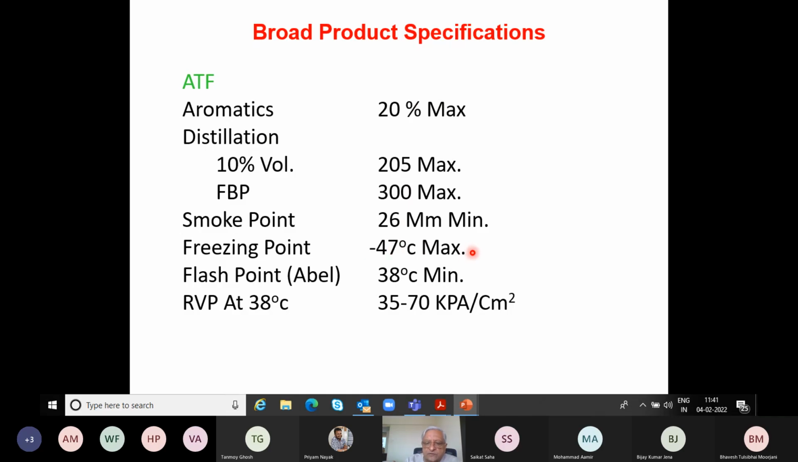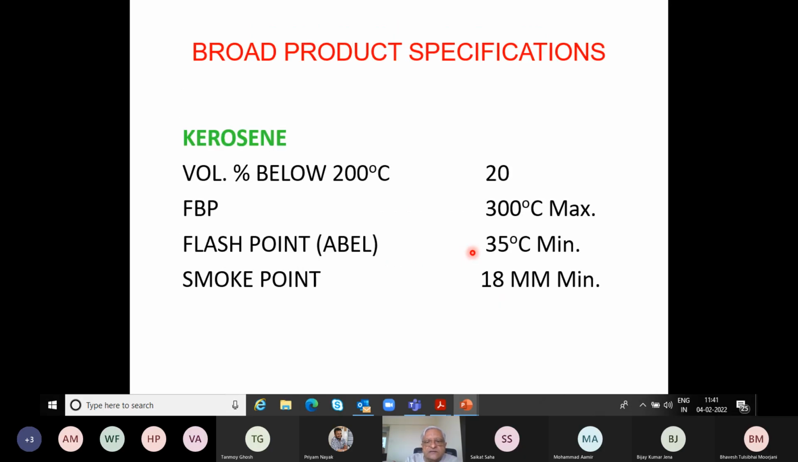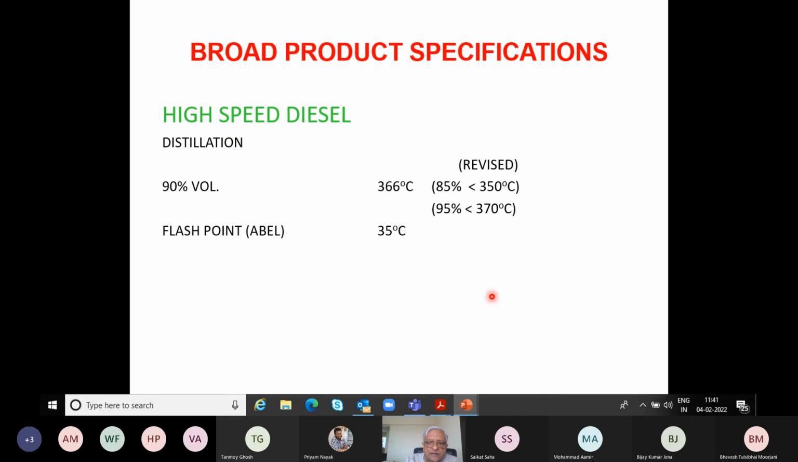And flash point, of course, is for the safety of handling jet fuel. As far as kerosene is concerned, it's again the same thing as jet fuel. Here, of course, we can afford to reduce the smoke point slightly and allow slightly more aromatics.